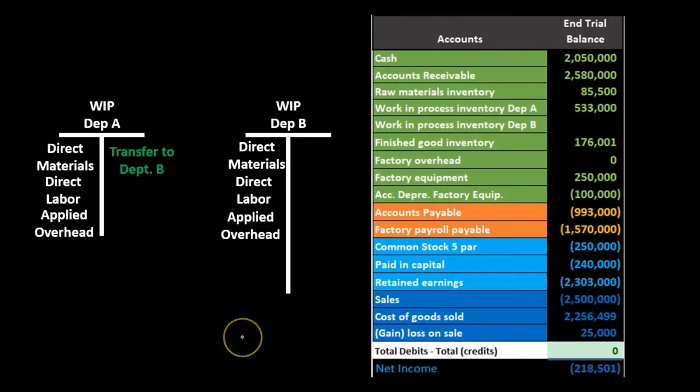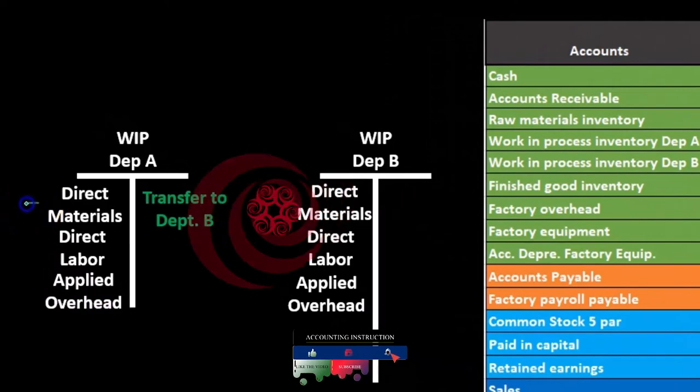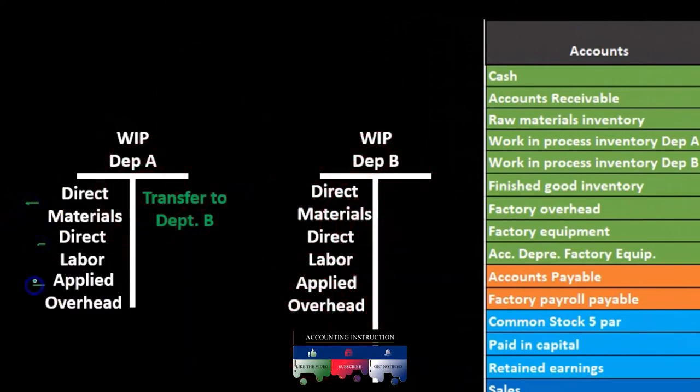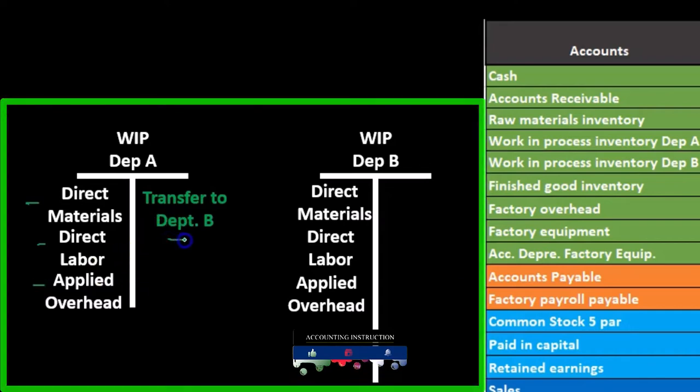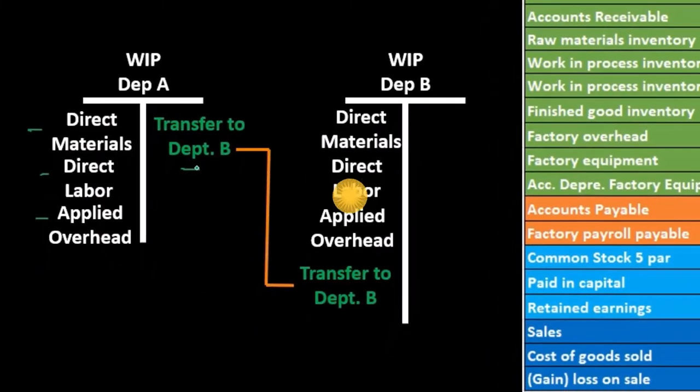Next item that's going to happen is now we're going to finish items in the work in process Department A. So it includes direct materials, labor, and applied overhead, the three components of inventory now in Department A. We're going to transfer it now when it's completed from Department A. So the candy's made, it's not yet in the wrapper, right? So now we're going to transfer it out of Department A and we're going to put it into Department B. So we're going to credit Department A to decrease it because it's an asset account.